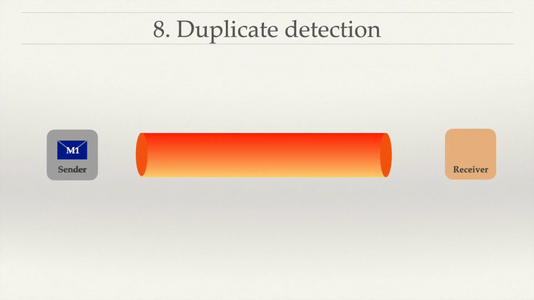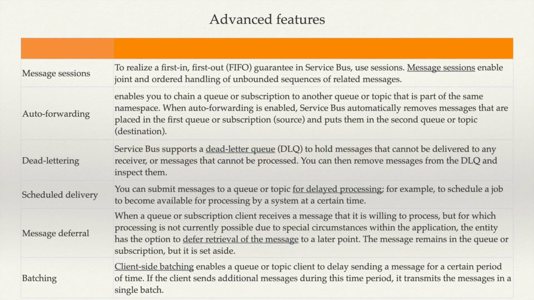So what will happen in this case is the sender will send the message, and if the sender has sent the same message again with the same message ID M1, the service bus will drop the previous message, and it will maintain a single copy of the message in the service bus queue, and then the receiver will receive that particular message.